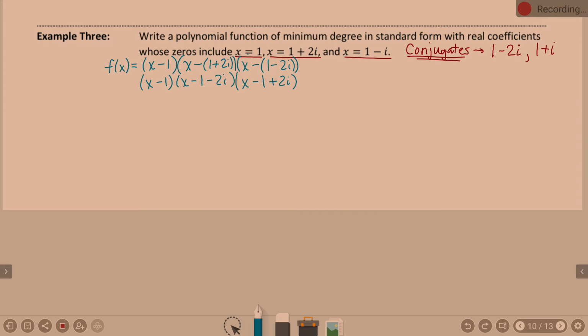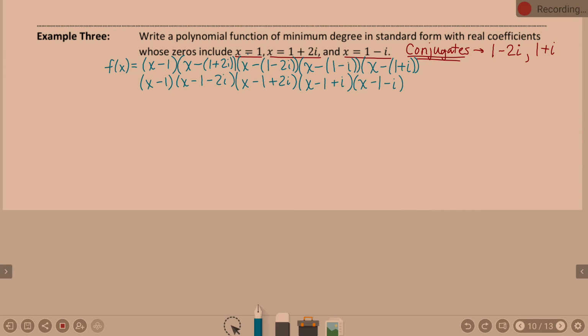Now, 1 minus i is a factor. x minus the quantity 1 minus i, which becomes x minus 1 plus i. And x minus the quantity 1 plus i, which is x minus 1 minus i.